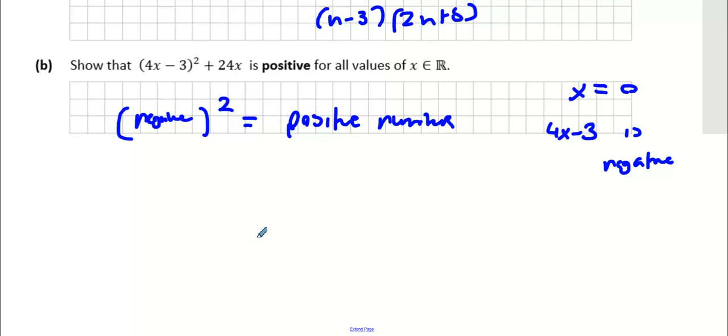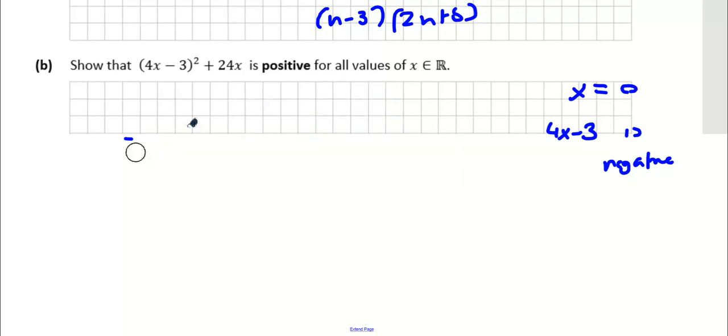So a negative number squared equals a positive number. Okay, I think we're going to actually have to multiply this out. This is actually harder than I thought. Let's try multiply it out first, actually, because I forgot about the 24x over the other side, and that doesn't help things. So I'm going to multiply out this here.